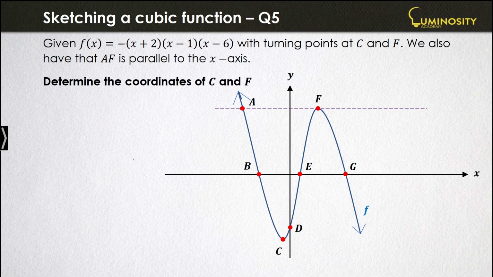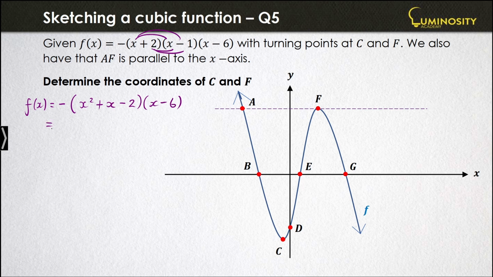Determine the coordinates of C and F. Again, C and F were given as turning points. So what I'm going to do is expand that function out. First, I'm going to expand these two out. So it's going to be negative x squared, then negative x plus 2x, leaving you with positive 1x left over, and then -2. And then that's all times x minus 6.